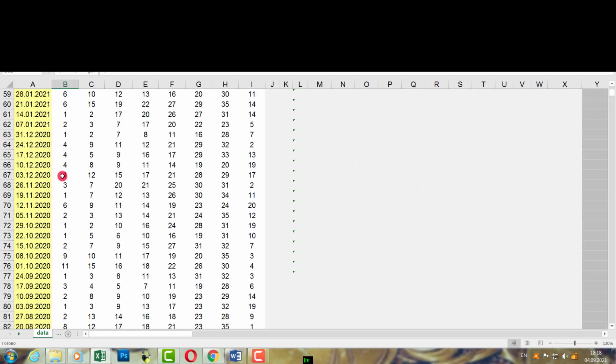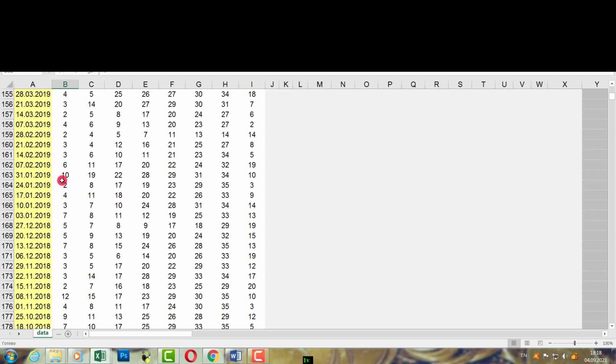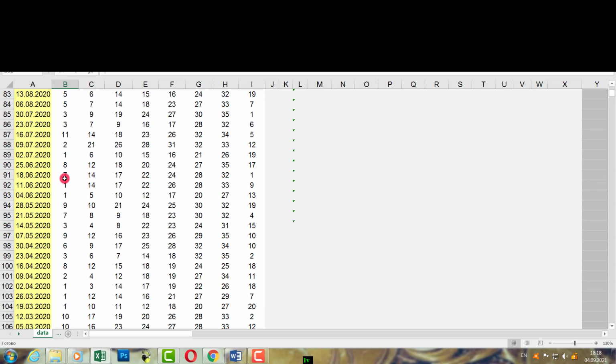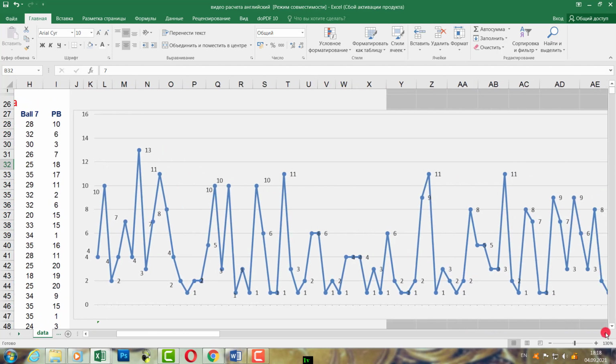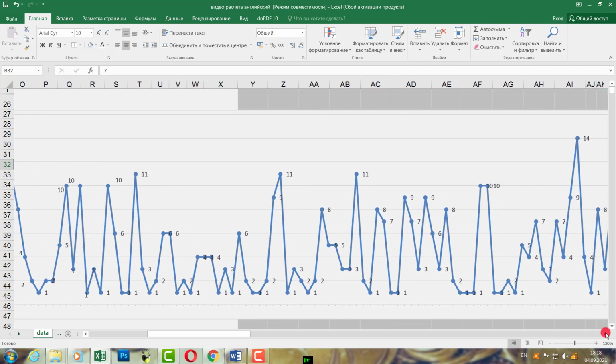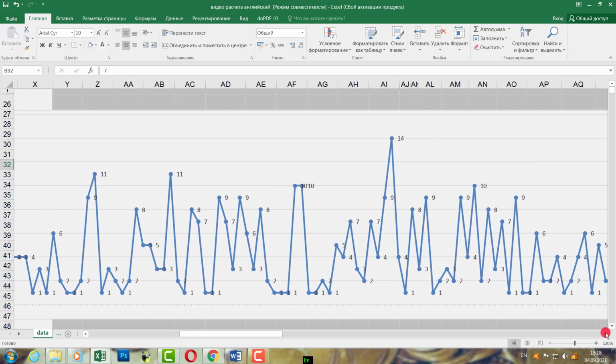On the left you can see the results of each draw from 2021 to 2018. On the right you see the data for the first ball only as a graph. Each draw a new ball is added and it changes the graph. As you can see from the graph, it is chaotic and unpredictable throughout the entire time.